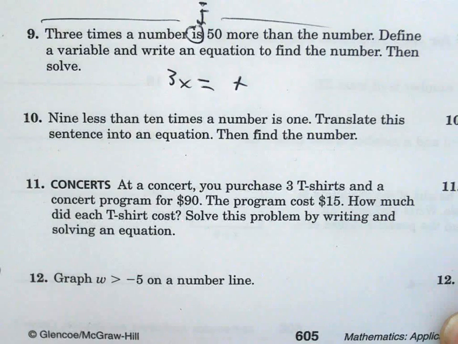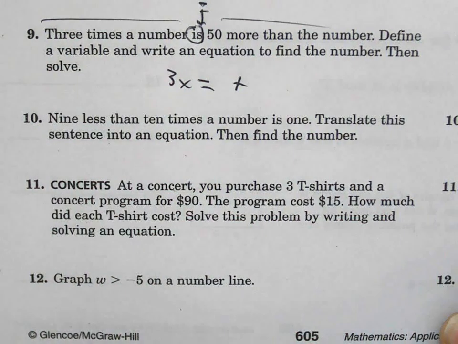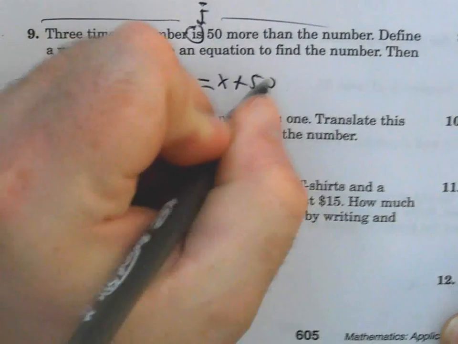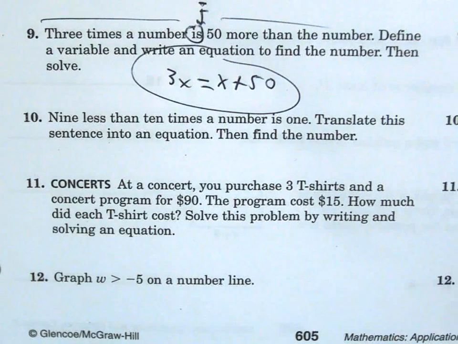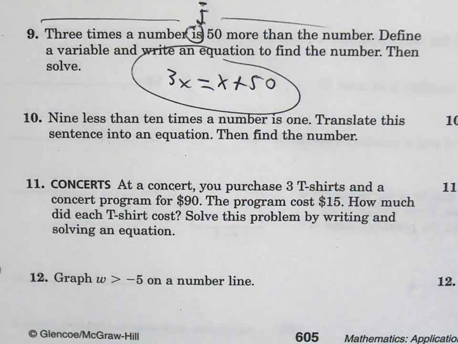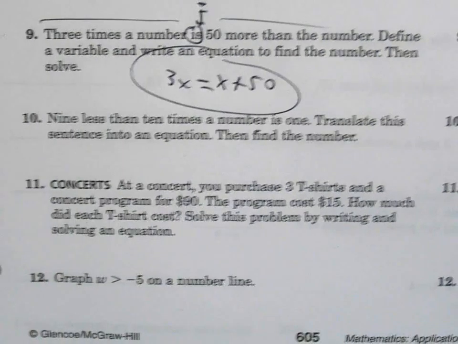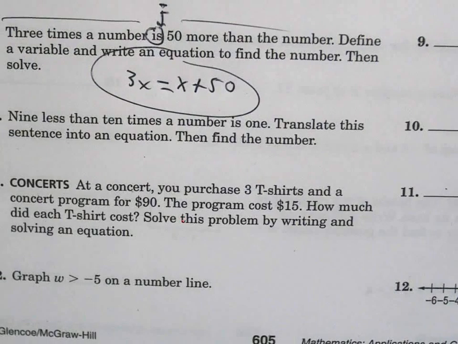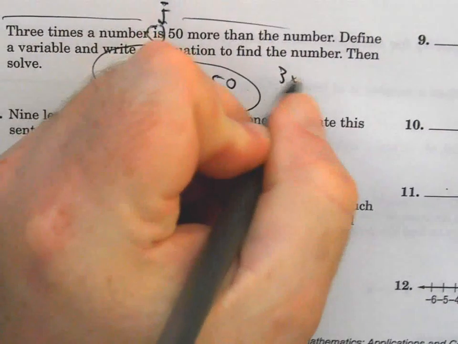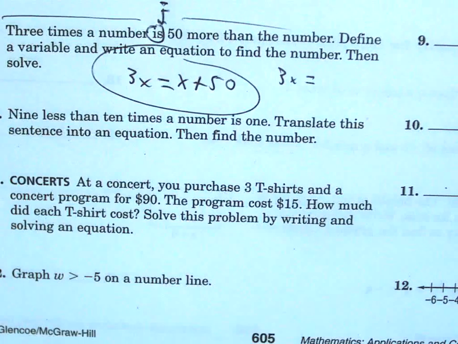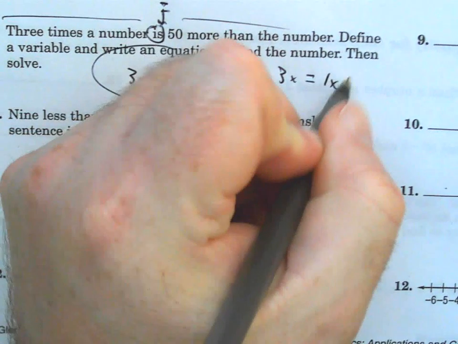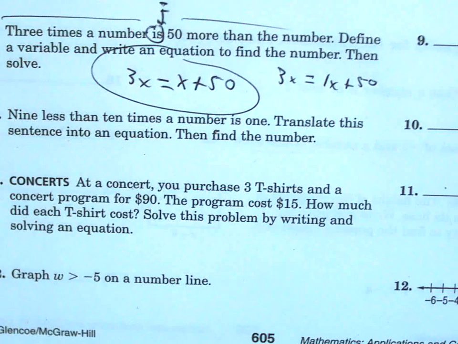50 more than a number. Anything after the words more than, less than, to, and from goes first in the question. X plus 50. There's my problem that needs to be solved. 3x equals x plus 50. This one's way harder than the other, so relax, take your time. And if I go solve this, it always says solve them. 3x equals, now I'm going to put a 1x here, plus 50.